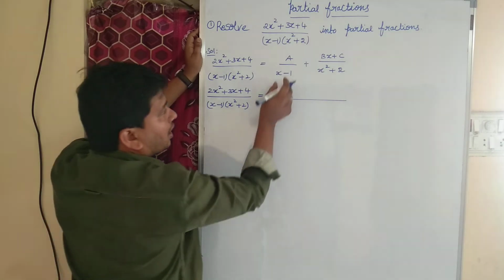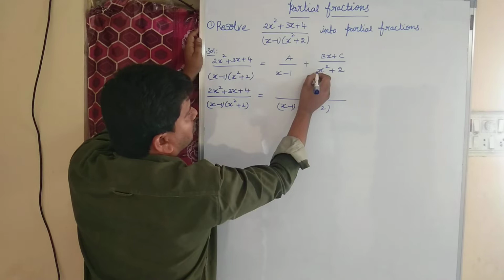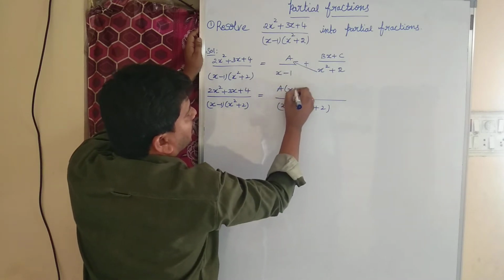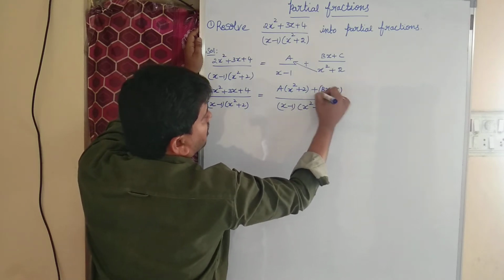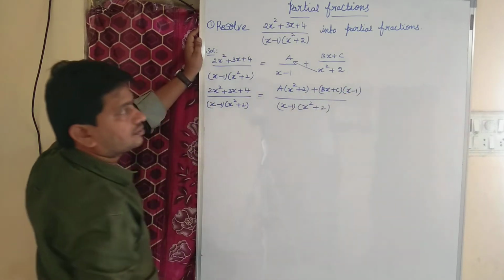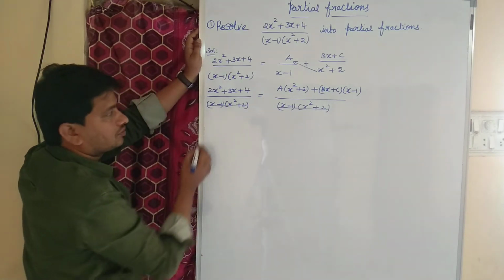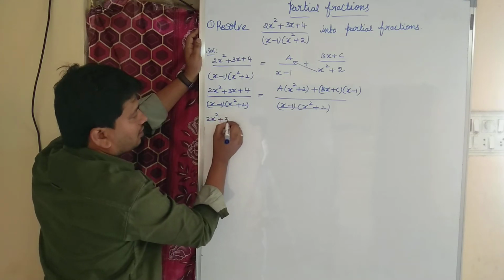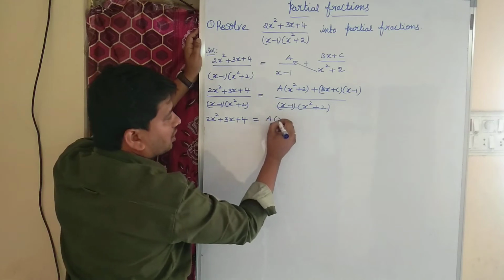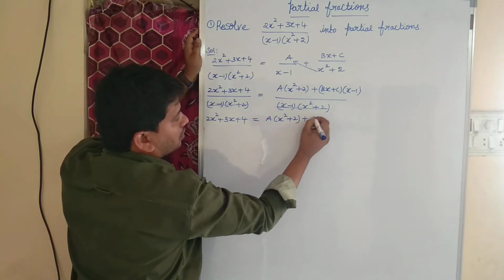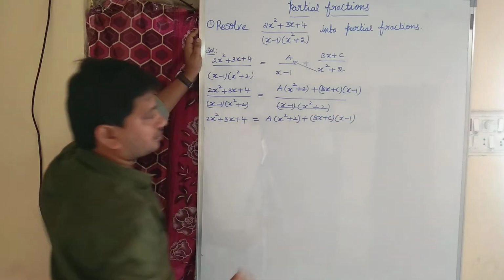to, as the LCM is x minus 1 into x square plus 2, cross multiplication: a into x square plus 2 plus bx plus c into x minus 1. Right? As the denominators get cancelled, the numerator 2x square plus 3x plus 4 is equal to a into x square plus 2 plus bx plus c into x minus 1.